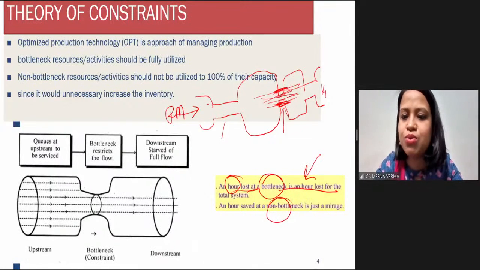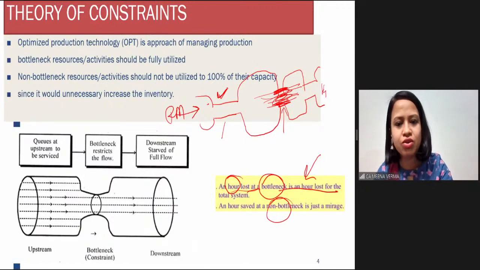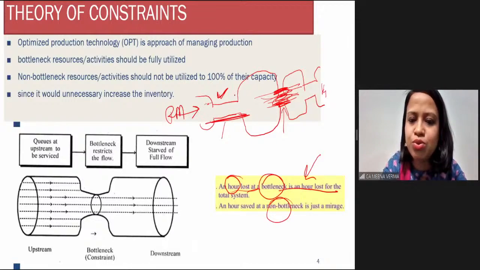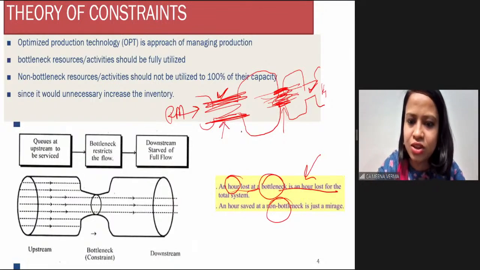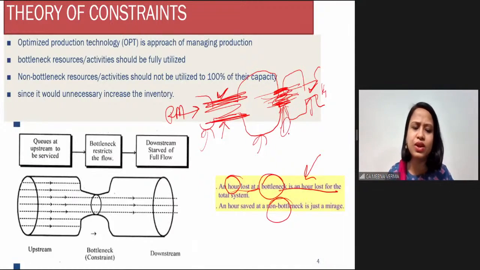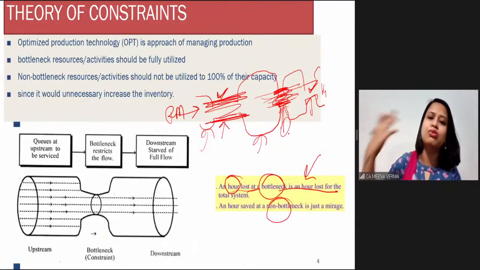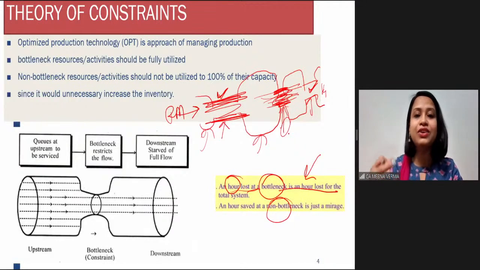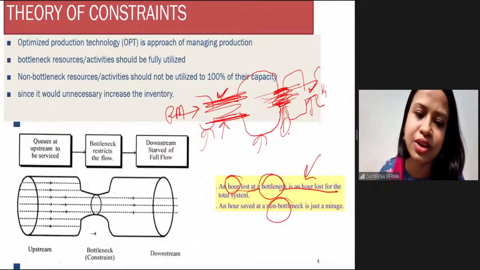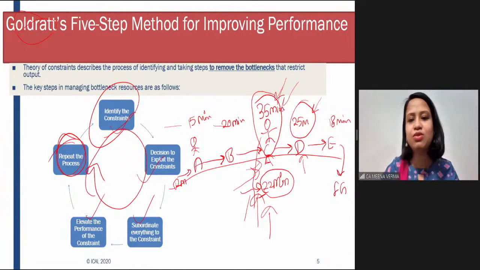But once we improve any bottleneck activity, after its removal a new bottleneck activity will arise in the organization. These are the bottleneck activities, and this is the non-bottleneck activity. So imagine that if you improve any of your bottleneck activities, some other bottleneck activity might arise, and if you improve that one, then some other bottleneck activity might arise. So it's an iterative process. I hope you understand why we have to repeat this process.